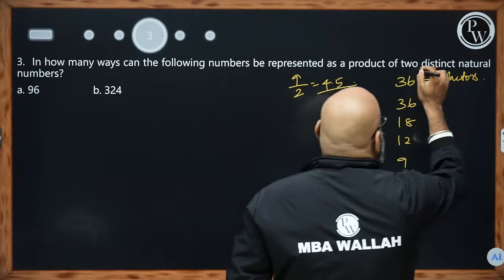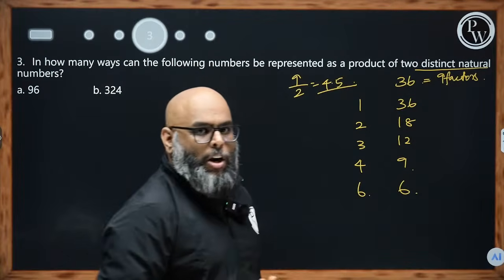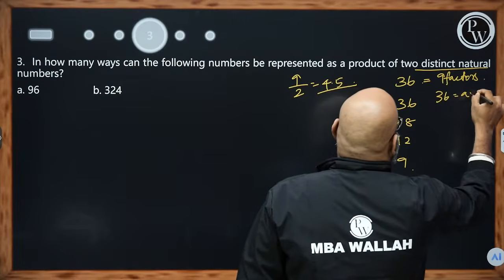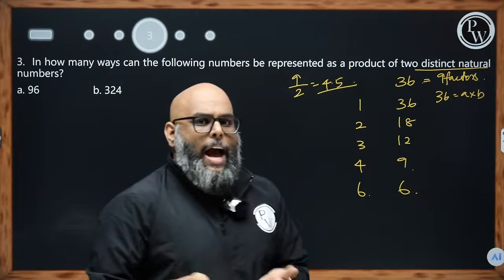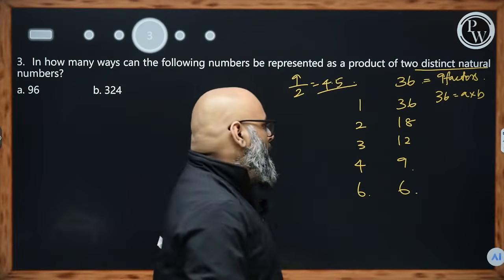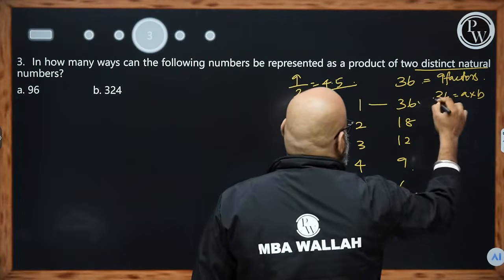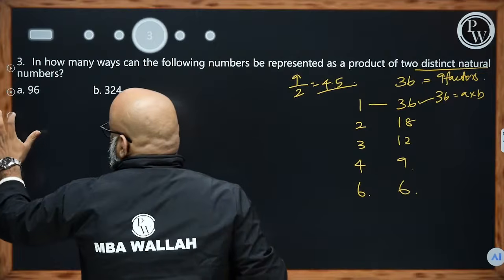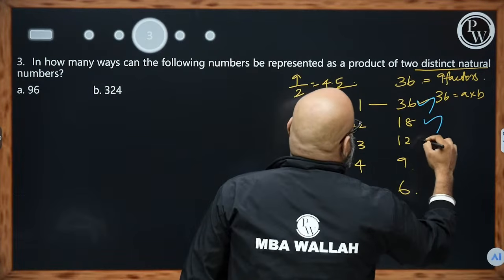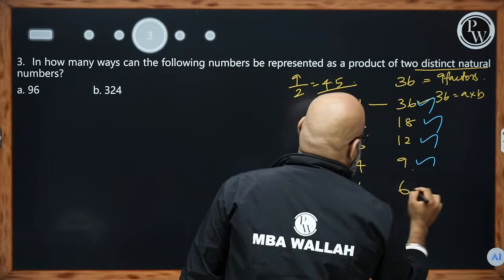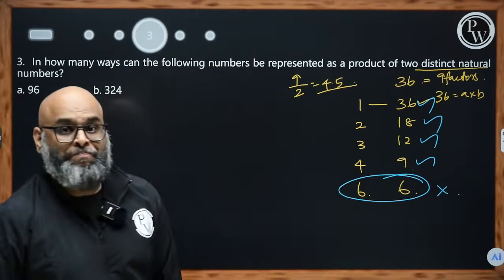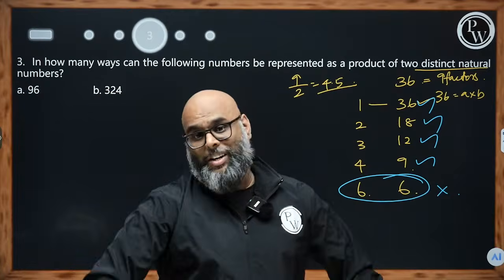If the question says two distinct natural numbers, you have to write 36 as A into B, where A and B have to be distinct. They have to be different. In that case, 1 into 36 works. 2 into 18 works. 3 into 12 works. 4 into 9 works. 6 into 6 will not, because A and B are not distinct.